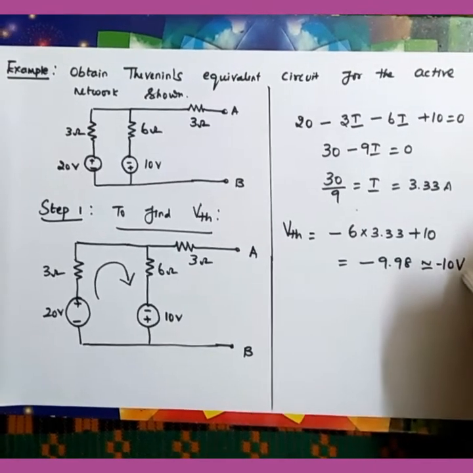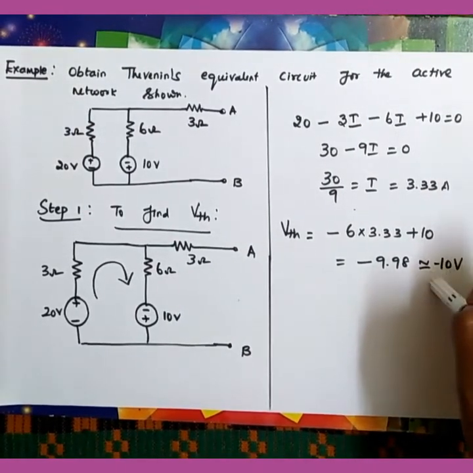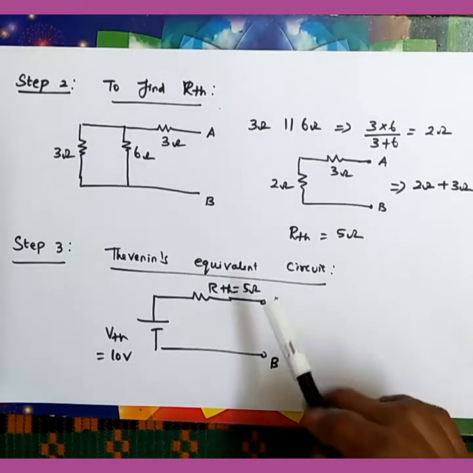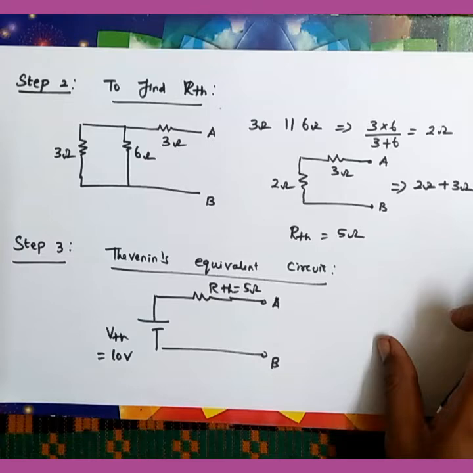As I said already, no need to worry about the positive and negative sign of the voltages; we only need to concentrate on the magnitude. So VTH was found to be 10 volts. And the next step is to find out the RTH.